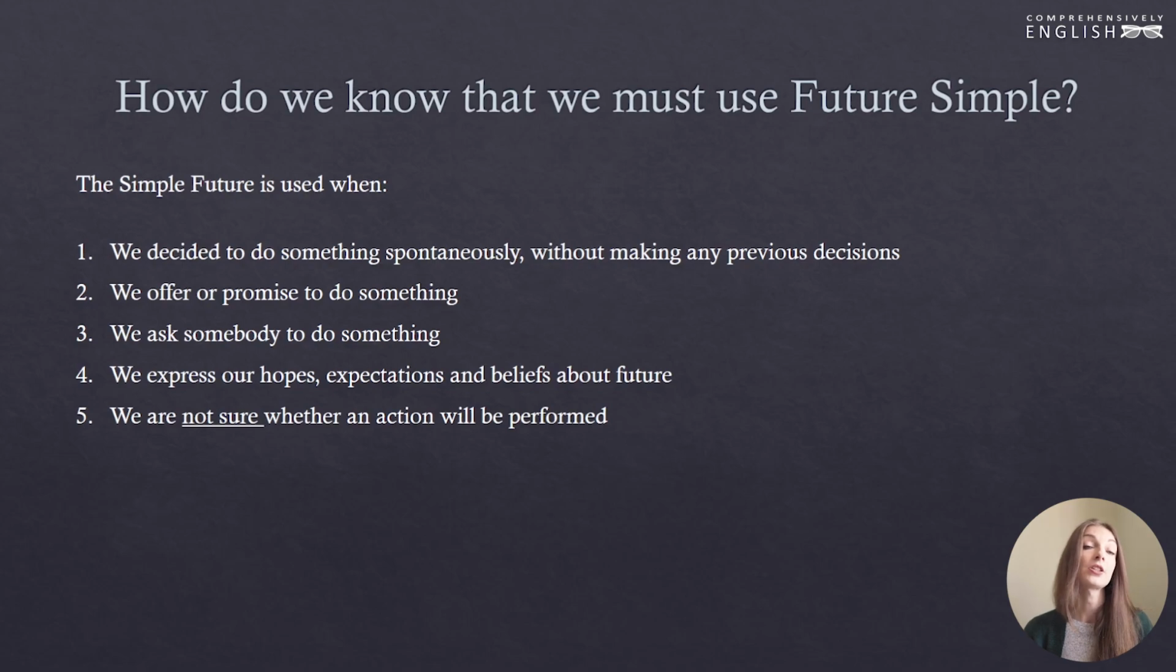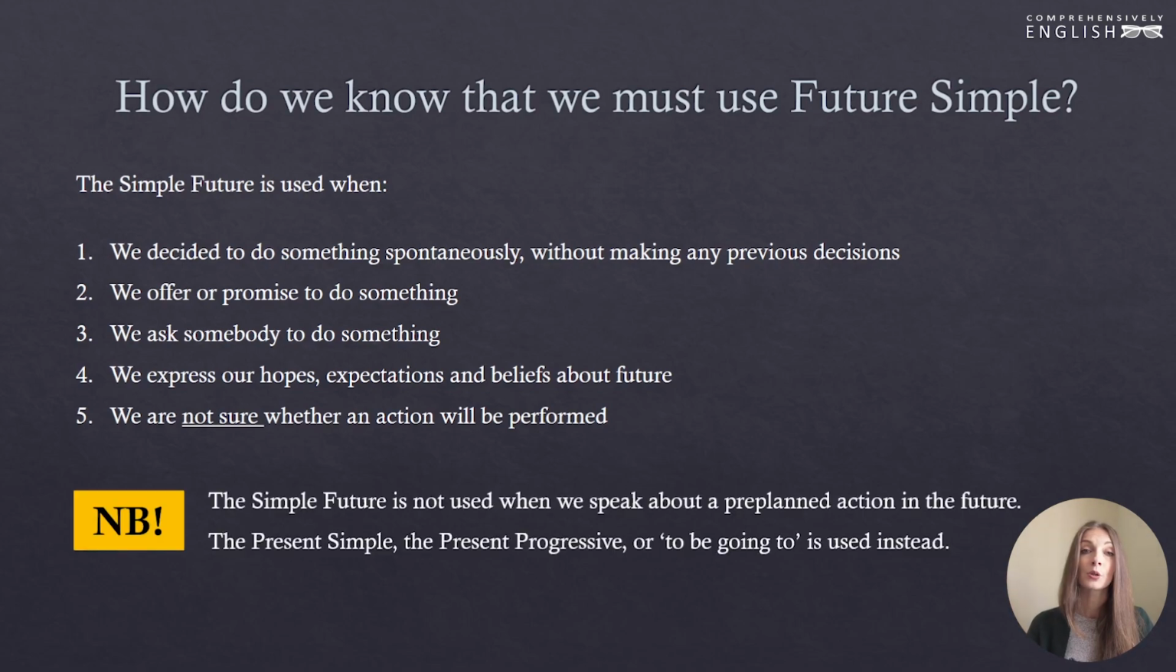The future simple tense is used when we decide to do something spontaneously, without making any previous decisions or arrangements. When we offer a promise to do something, when we ask somebody to do something, when we express our hopes, expectations, and beliefs, when we are not sure whether an action will be performed. Remember this: undecided things, things that maybe will happen in the future. Also, please note that the future simple tense is not used when we speak about a pre-planned action in the future. The present simple, the present progressive, or to be going to are used instead.